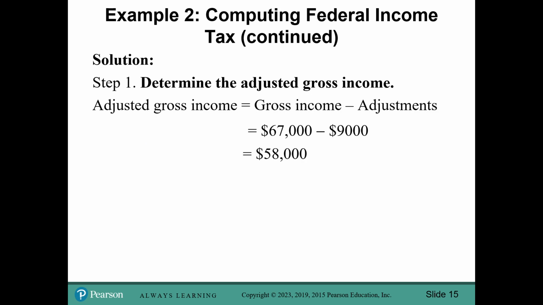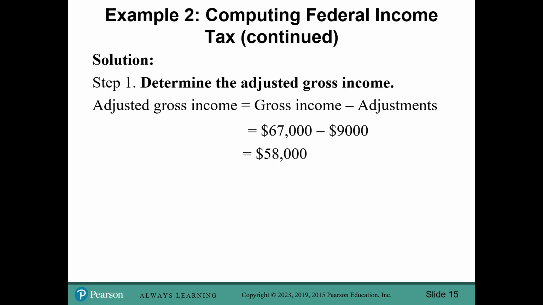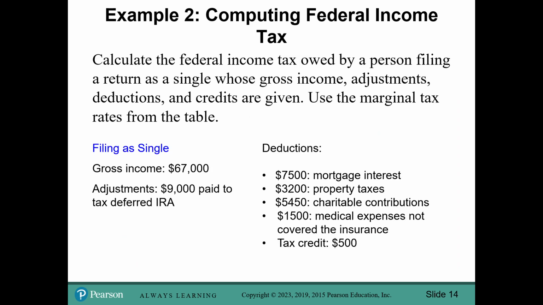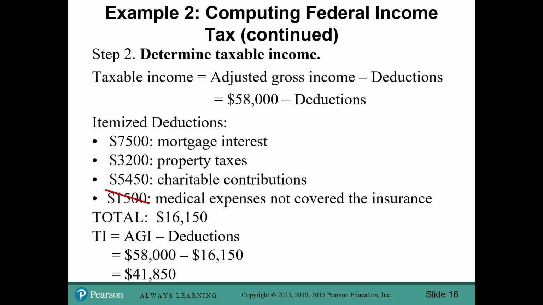Okay, so step 1. If you need to scan back and forth on your PowerPoint slide to look at the different numbers, you can by all means do that. Take your time to go back, look at the table, write all the numbers down, and work it piece by piece. We're going to start out finding the adjusted gross income. Your adjusted gross income is your gross income minus your adjustments. So we start out with the $67,000 of gross income. We subtract that $9,000 for adjustments, and we get $58,000.